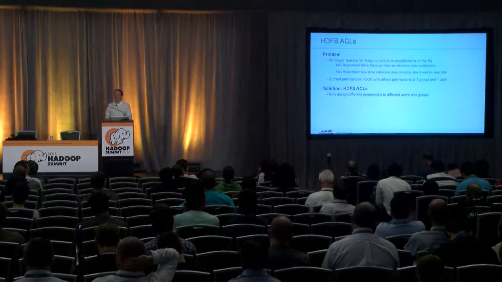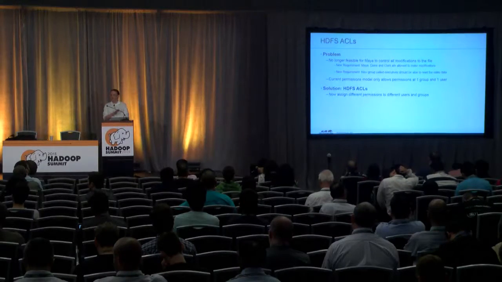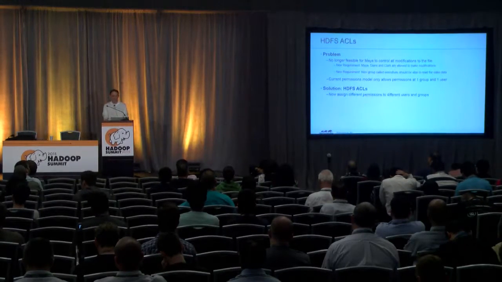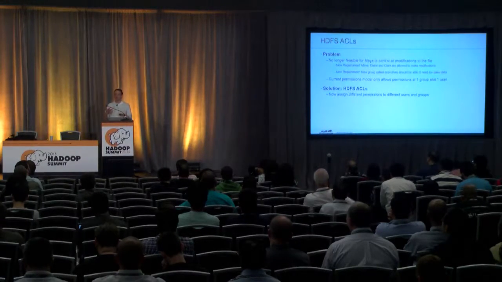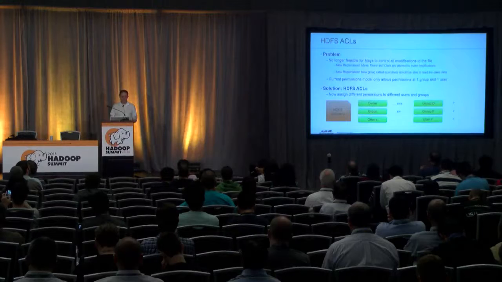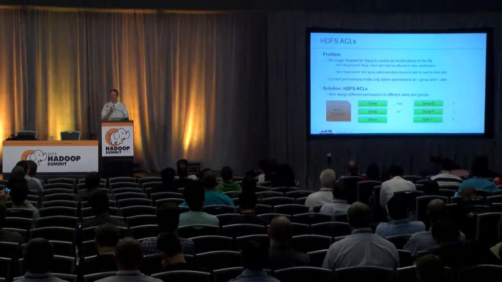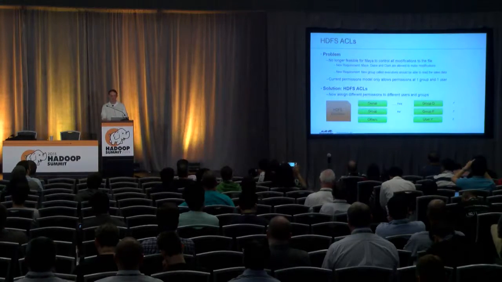This is something that you cannot express in the traditional POSIX permissions model because it only allows one group and one user. In practice, I've seen people work around this by introducing a lot of artificial groups that contain subsets of various users, but that gets very cumbersome to manage. Instead, you can use HDFS ACLs to express that you want a particular set of permissions applied to a specific named user or named group.